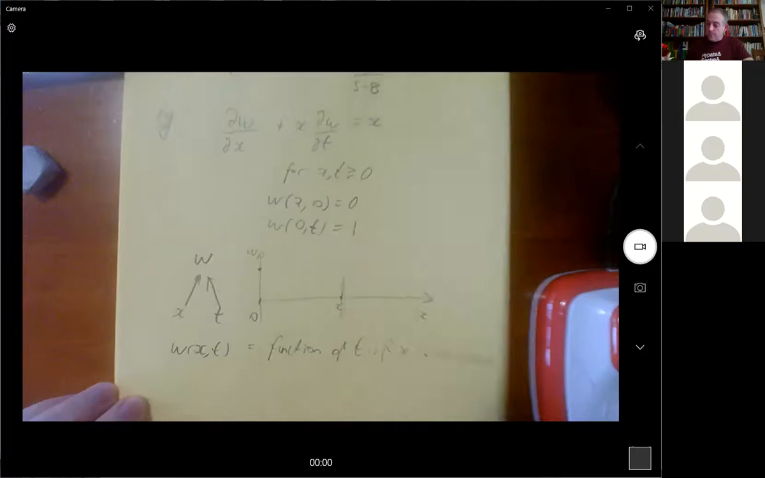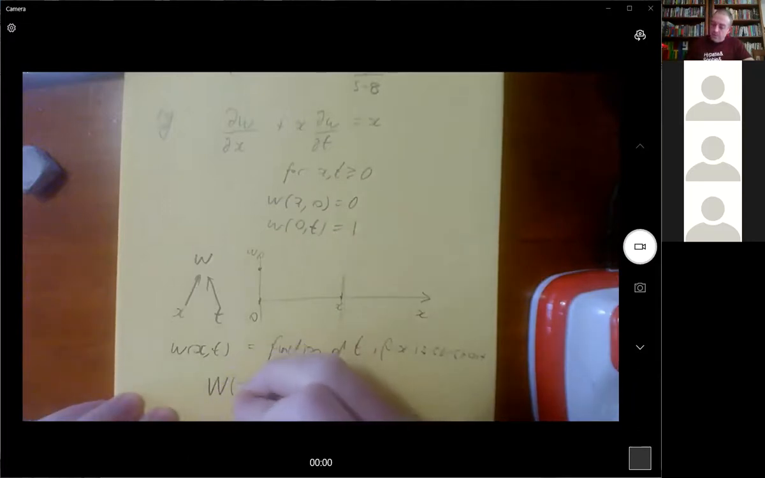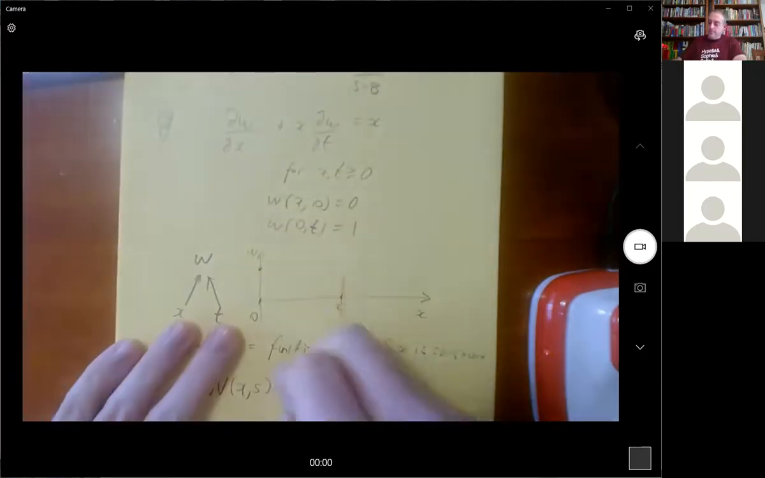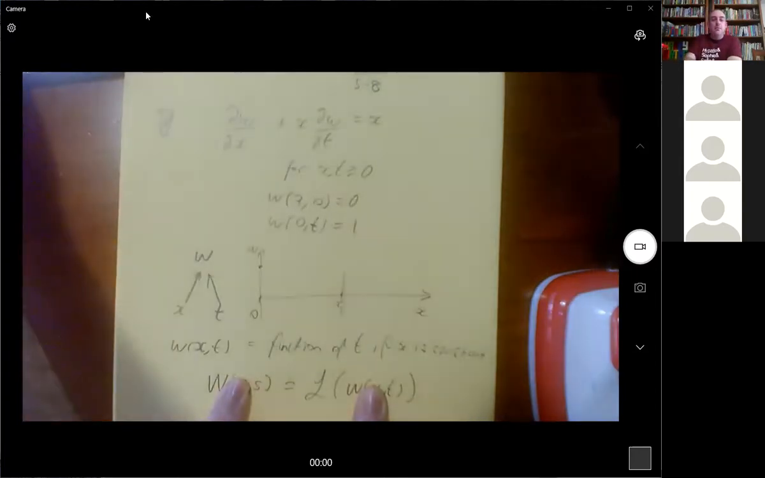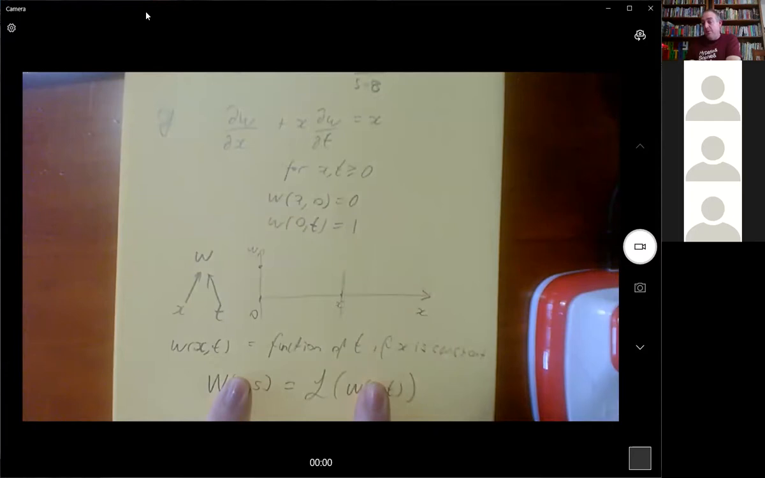So I'm going to say that capital W of x and s will be the Laplace transform of little w of x and t. So I'm pretending the x is a constant, and I'm thinking that capital W of s is the Laplace transform of little w of t. But x is a variable. It will be a different constant at different places. And so I still need the x in there to tell me which function w I'm thinking about.